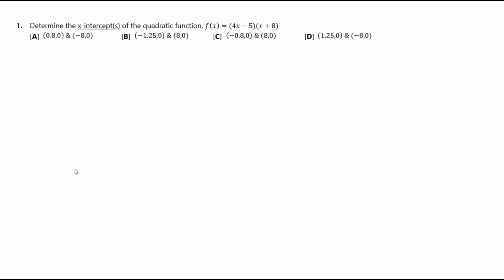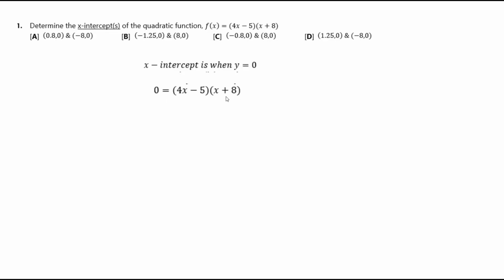All right, so number one, we need to determine the x-intercepts for the quadratic function. Remember that to find the x-intercept, you have to set y equal to 0. So you're going to set this f of x right now equal to 0. So this is what we do here. So f of x is now equal to 0. And then now we're going to go ahead and proceed to solve.